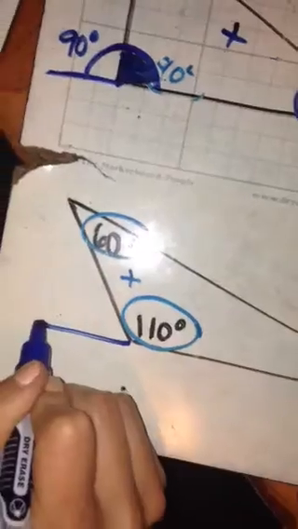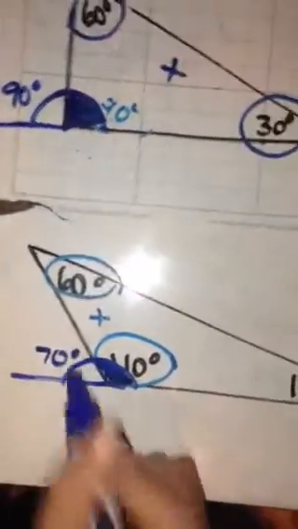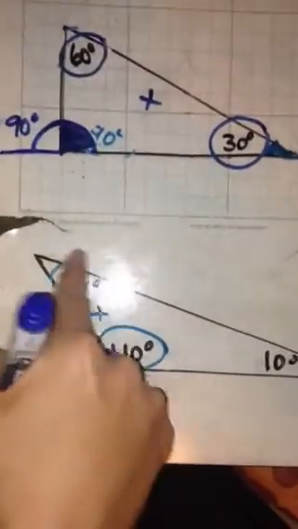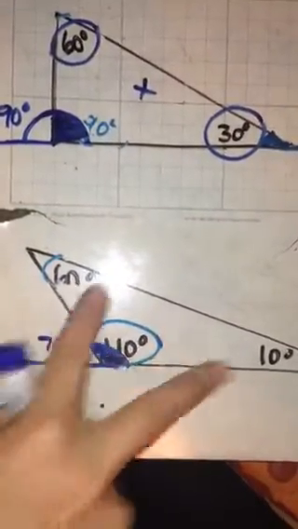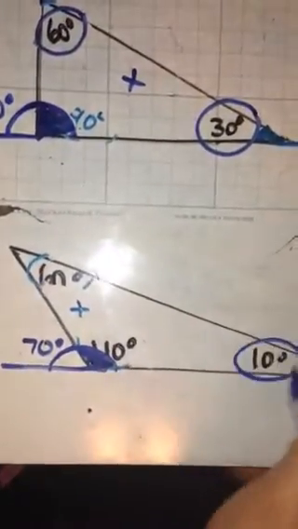Okay, now when I come here, I'm creating an exterior angle. So I see that linear pair, this is 110, so this has to be 70. This is an exterior angle, it's outside the triangle. It should equal the remote interior angles, the two angles that are farthest away. Not this one, that one's adjacent. So this one and this one.